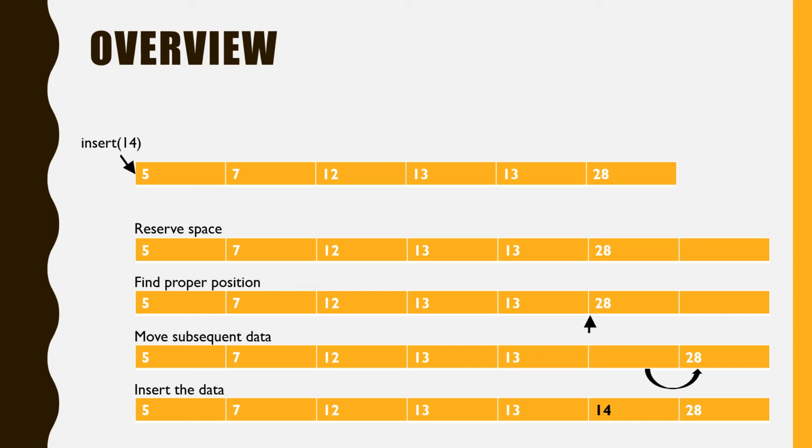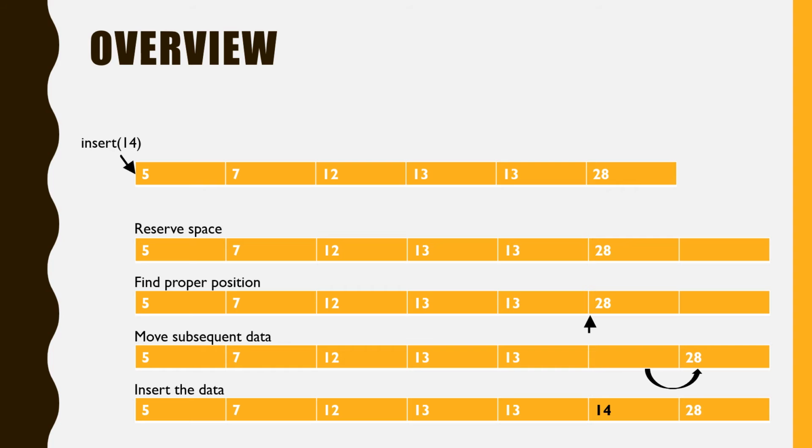Consider that we're trying to insert 14 into the current set of data. In this case, we will need to perform 4 steps. First, we need to increase the capacity of the array by 1 to reserve space for 14. Second, we need to find the proper location to insert 14, such that the set of data remains in ascending order after the insertion. Third, we will move all data after the insertion location to clear up the space for 14. And finally, we insert 14.